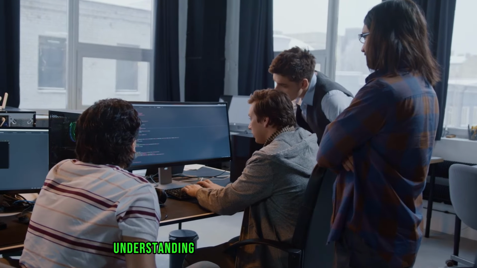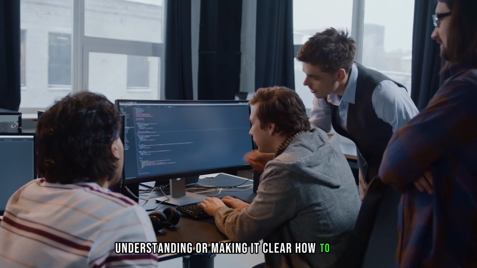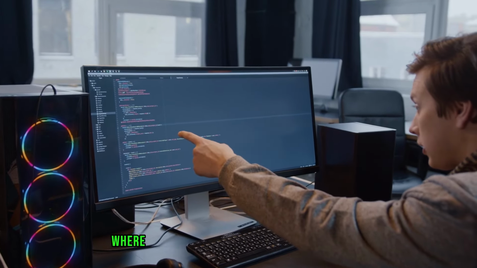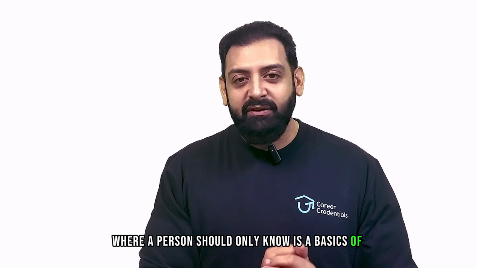process, understanding or making it clear how to think, process, and work. This is what we call as project-based learning, where a person should only know is the basics of Python.